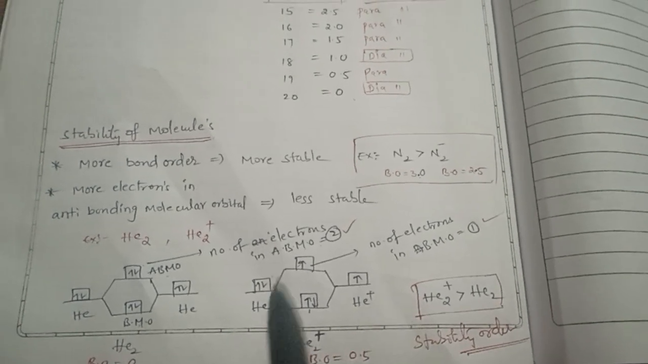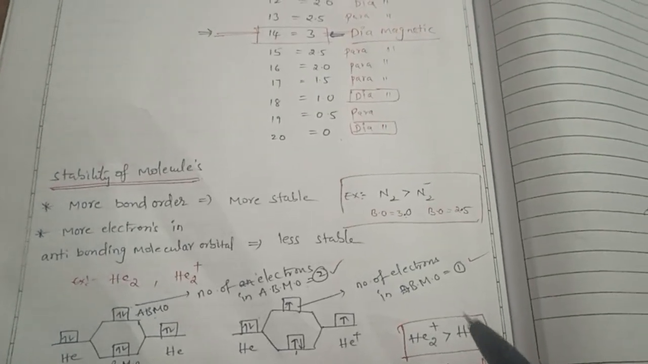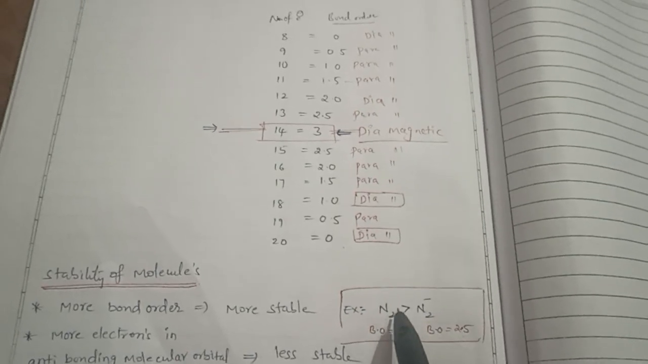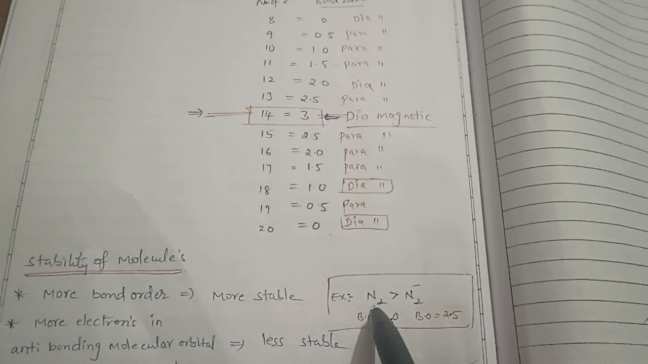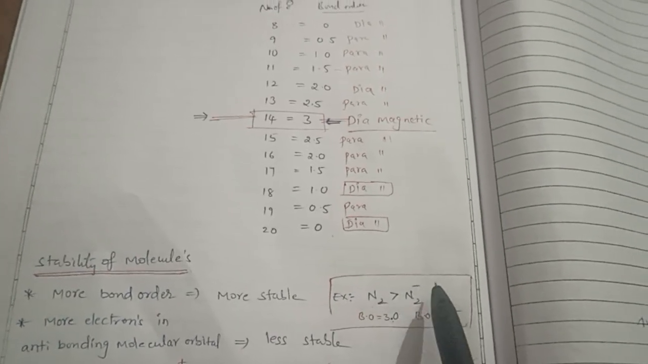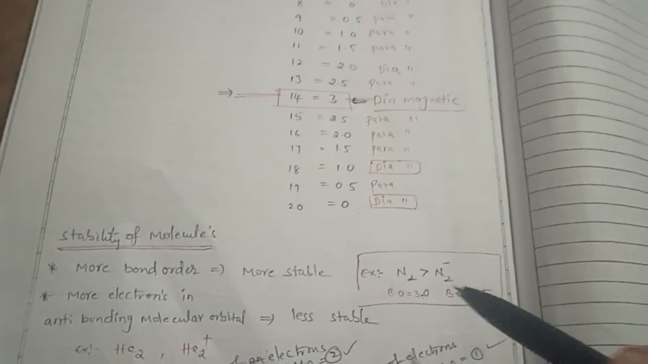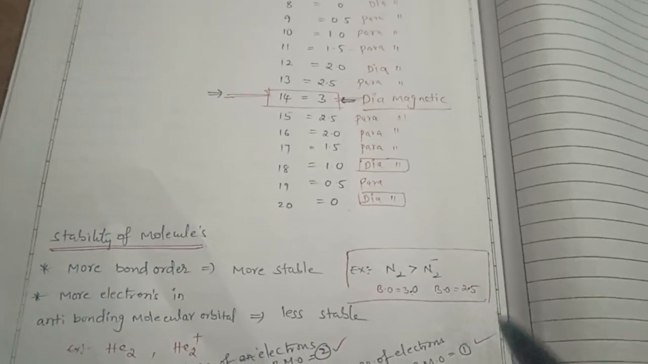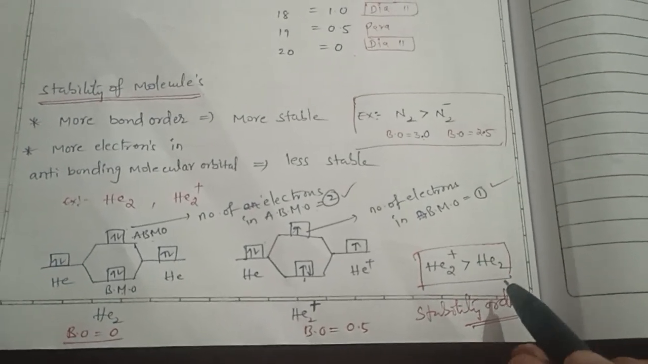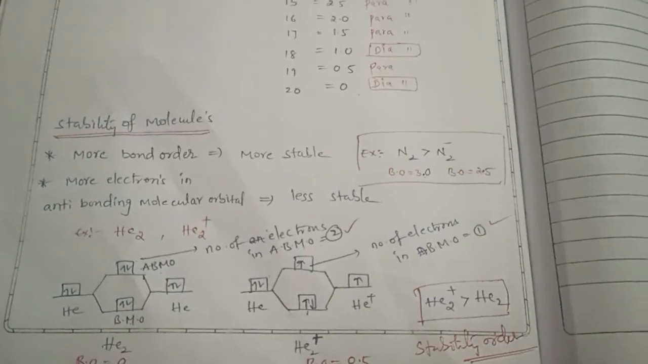And otherwise, another way you can check the stability: N2 has 14 electrons, N2 minus has 15 electrons. Up to 14 electrons the bonding electrons are more. If it goes to 15, 16, 17 like this, the anti-bonding electrons also increase, so stability decreases. So through bond order you can also explain this, and for this kind of molecules you can see the anti-bonding molecular orbital electrons. Based on that you can answer the stability of the molecule.